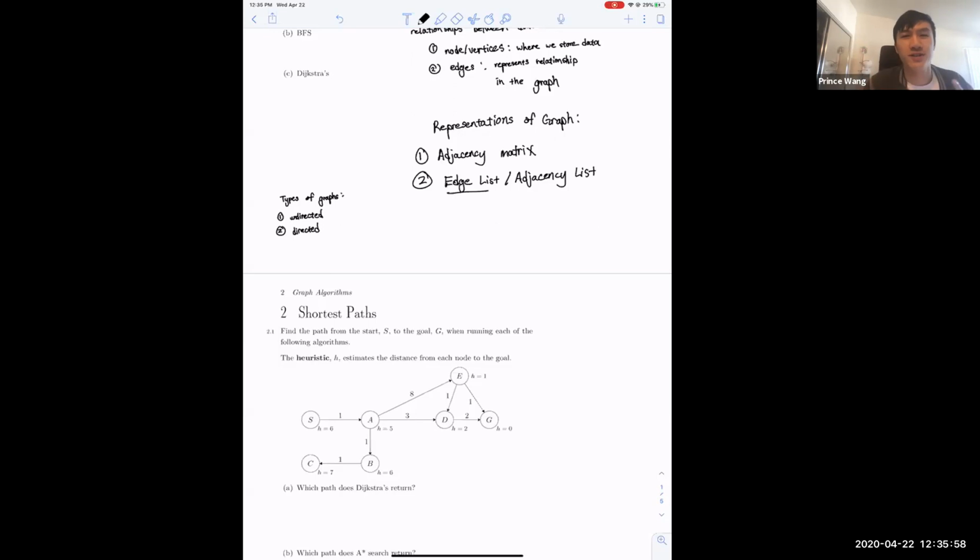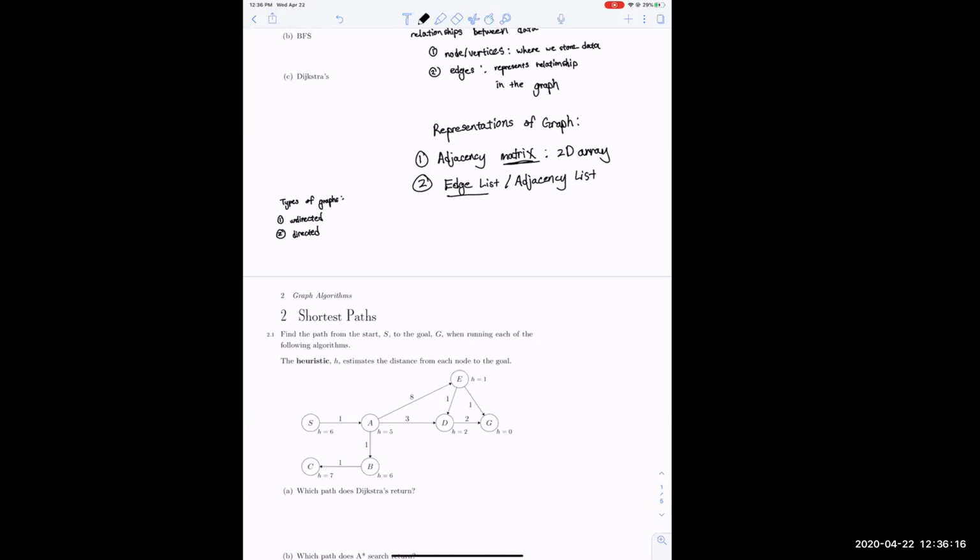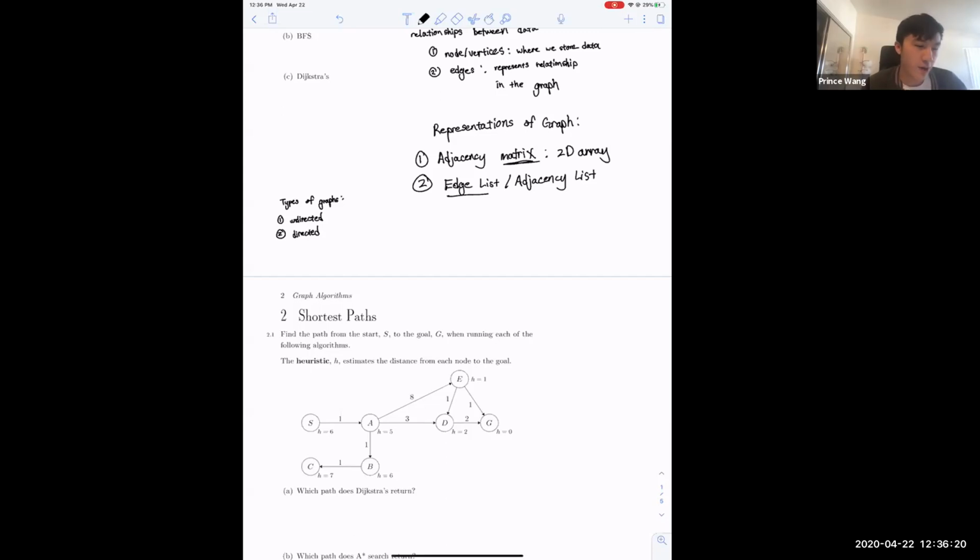This is a trick question. Think about access time. Here's a hint. Also, for an adjacency matrix, you can think of it as a 2D array. Would it be the matrix? Yes. And why do you think that's the case?